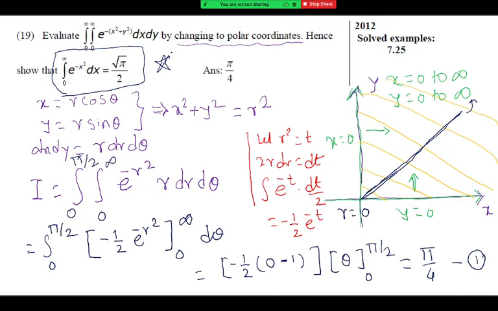So when you put the upper limit, e raised to minus infinity is 0, e raised to 0 is 1, and because of that the bracketed value is a constant. It is just 1 by 2. And the integral of d theta is left, which is theta, and limits are 0 to pi by 2.